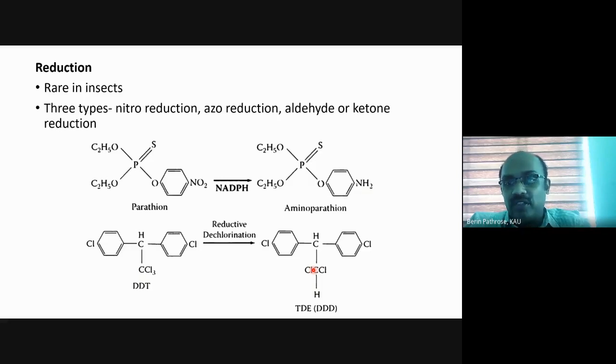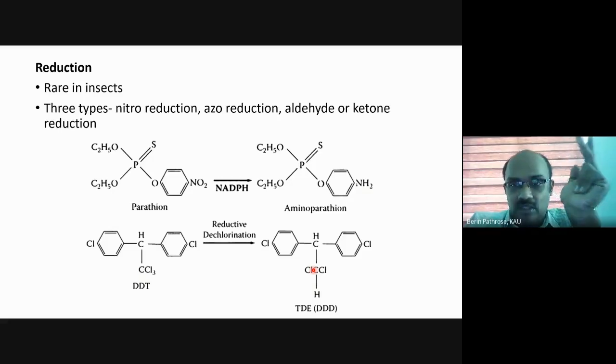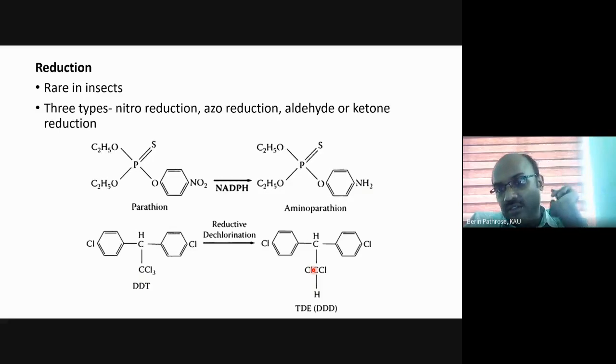So among phase one reactions, we have discussed oxidation, hydrolysis, and reduction, of which oxidation is catalyzed by mixed function oxidases. Hydrolysis is catalyzed mainly by esterases. It also includes phosphatases. And reduction is very rare in insects.